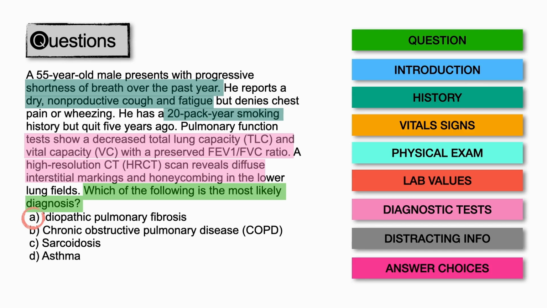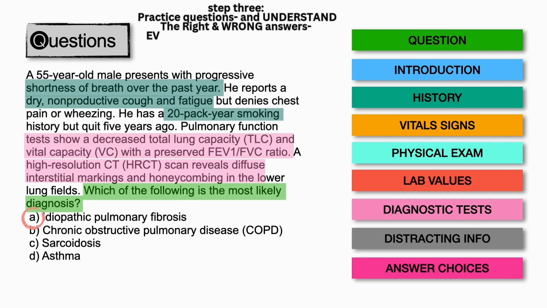Idiopathic pulmonary fibrosis, IPF, is the most likely diagnosis, as IPF typically presents with the clinical signs described: progressive dyspnea, non-productive cough, and a restrictive pulmonary pattern. The CT scan showing honeycombing, especially in the lower lung fields, is a classic finding.